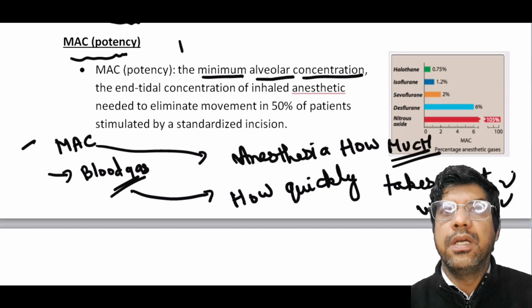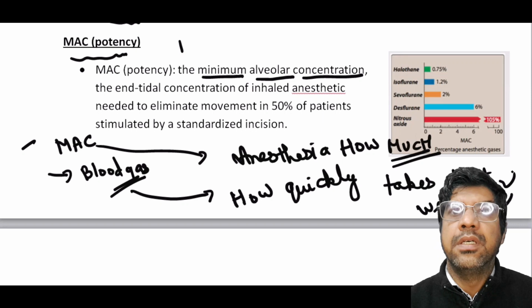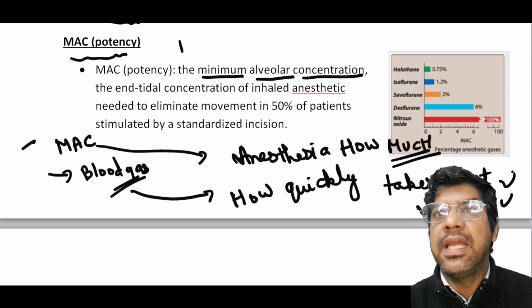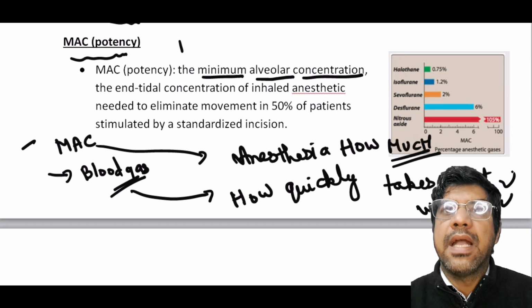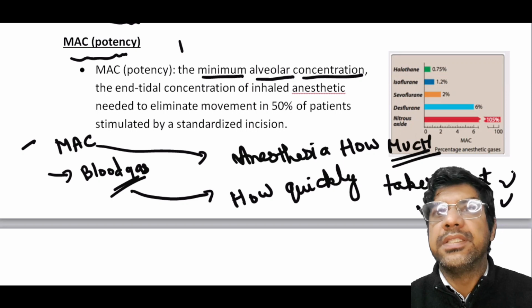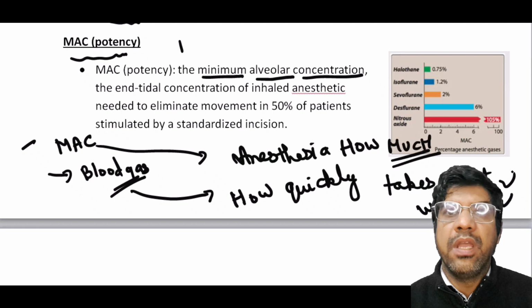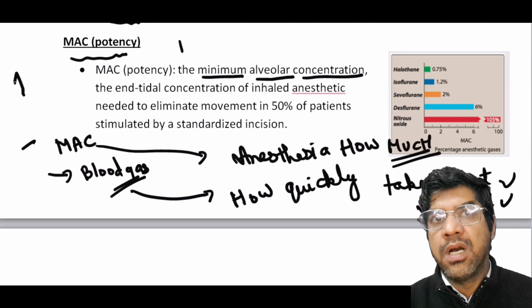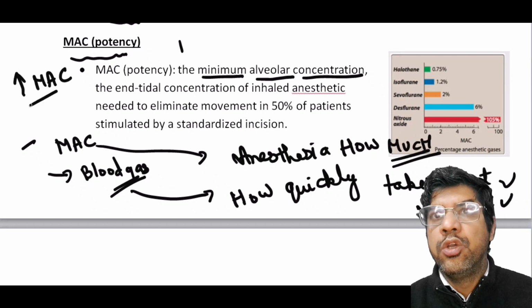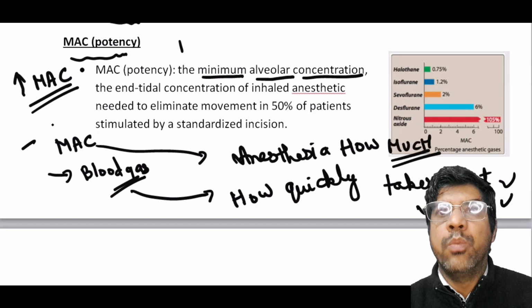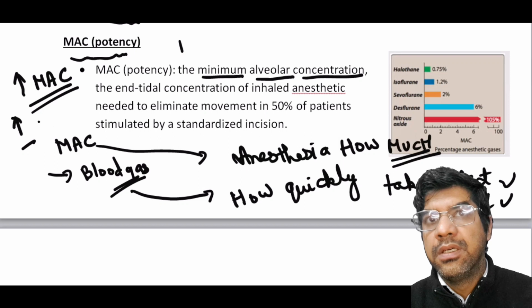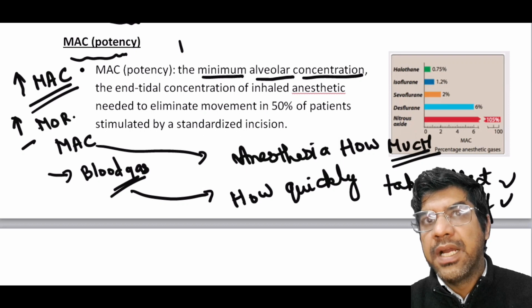Think of the MAC as the amount of a specific inhaled anesthetic, like a gas you breathe in during surgery, that is needed to make half of people not react to a standard incision or stimulus. So if you have a high MAC, you need more of the anesthetic to achieve the desired result.